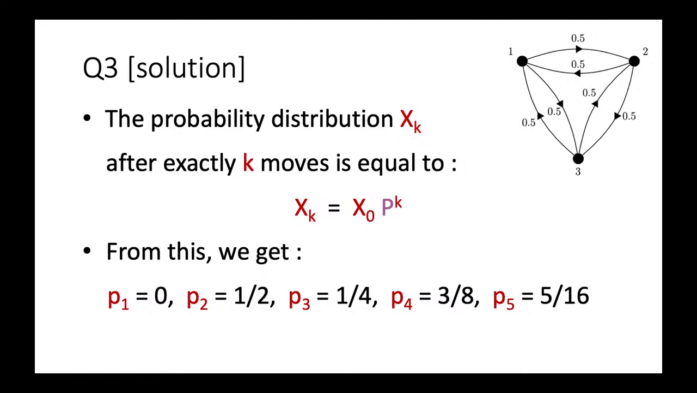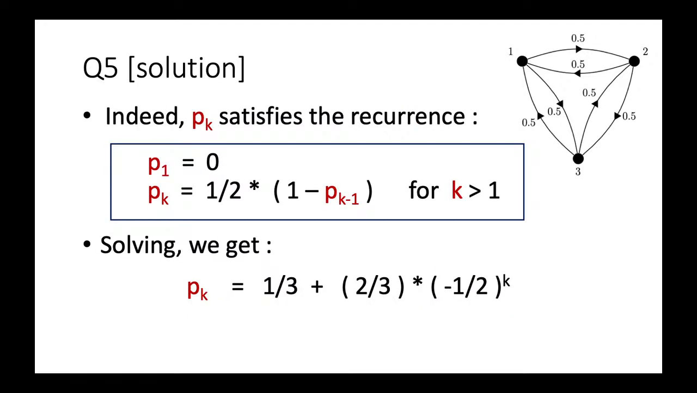And this is not required, but if you know how to solve recurrences, then you can solve this. So first of all, we observe that pk satisfies the recurrence relation as follows. As mentioned, p1 is equal to 0. But then we claim that pk is equal to half of 1 minus pk minus 1. Now, what is pk minus 1?